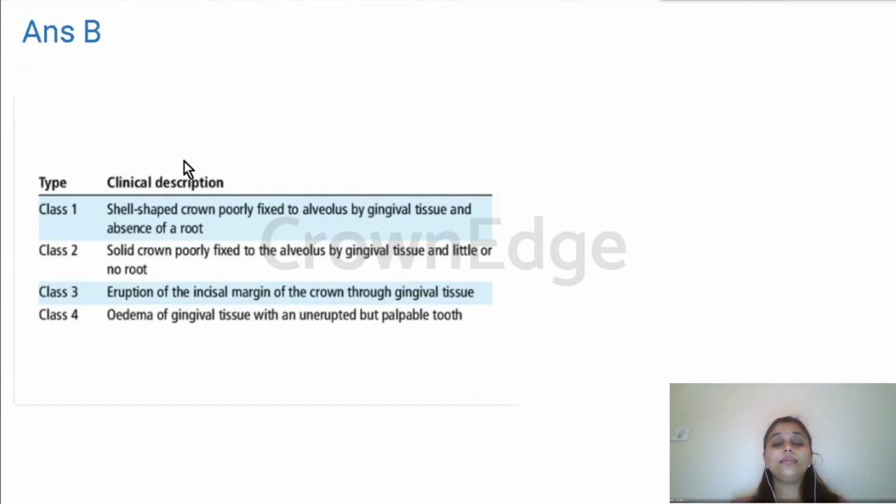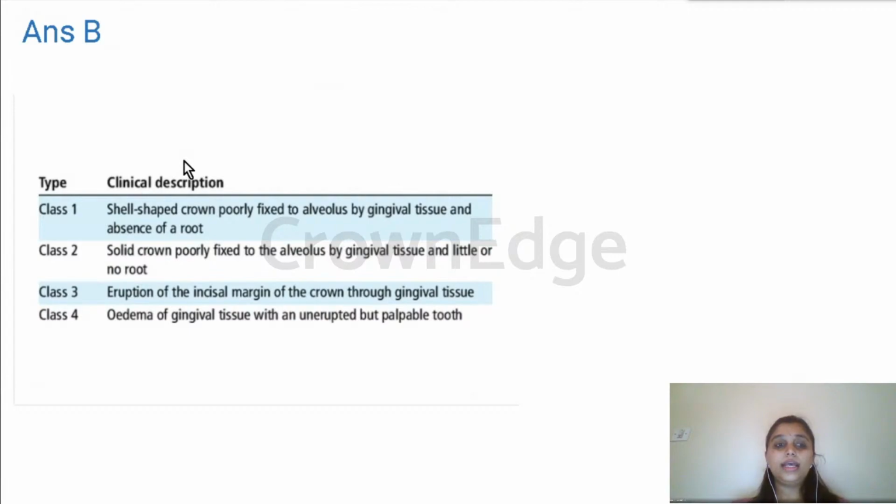Class 2, in some cases you see a solid crown. It's a proper crown, but it does not have a root, or there is very little root present. And again, it is held by the gingival tissue. So you can know how loosely it is attached to the gingival tissue.